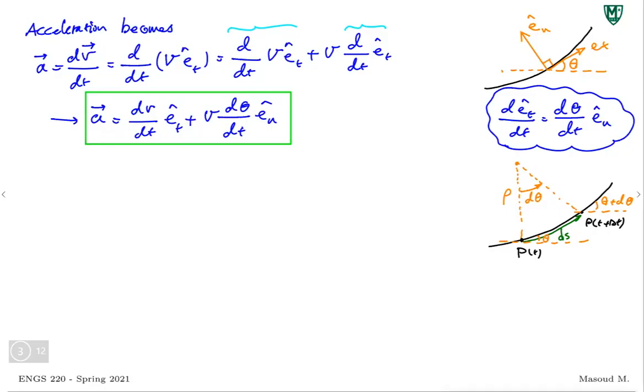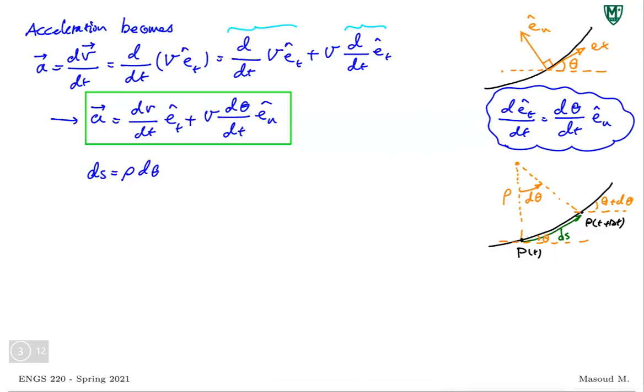Now from geometry, we know ds is equal to rho d theta. The length of a curve is pretty much the multiplication of the radius by the angle in radians. Hopefully you remember that from somewhere. If you don't remember that, it's fine, just take my word for it. So the length of the path is equal to the radius multiplied by the angle, in radians, obviously.